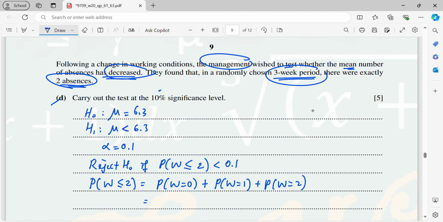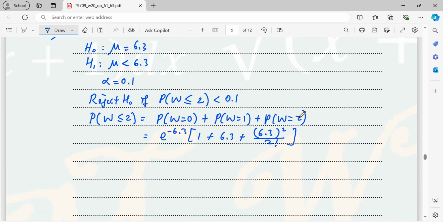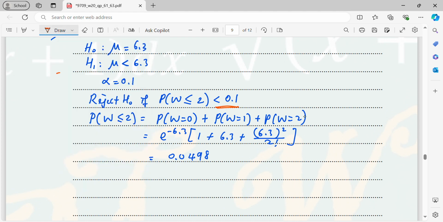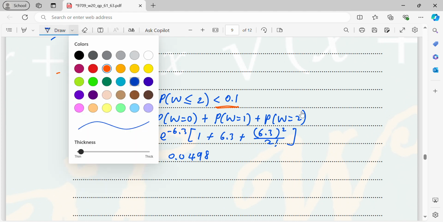And now just use the formula. It will be e to the negative 6.3, times 1 plus 6.3 plus 6.3 squared over 2 factorial. Then here you will get 0.0498. So now you compare with 0.1. Obviously this value is less than 0.1.